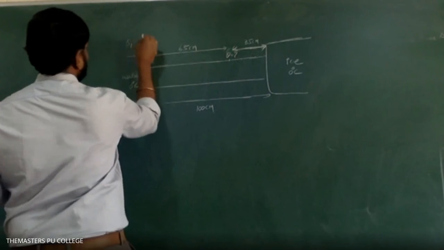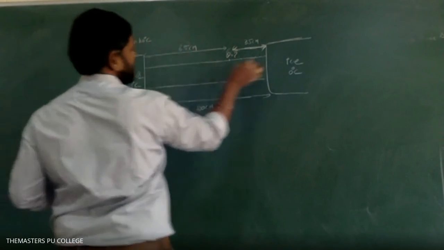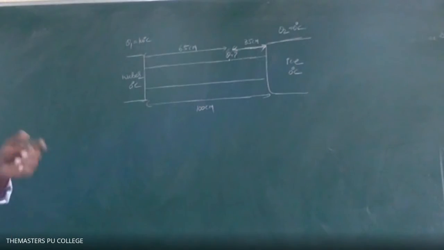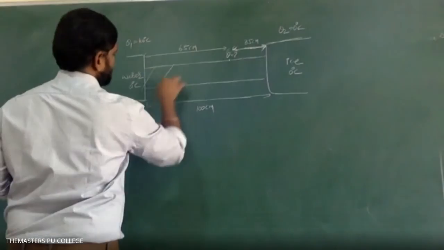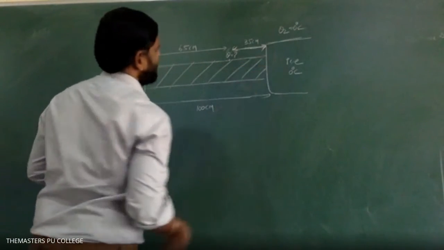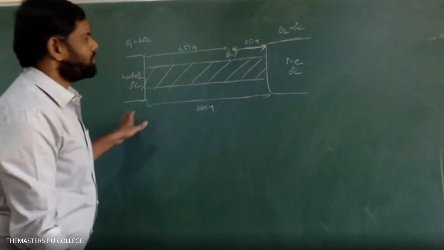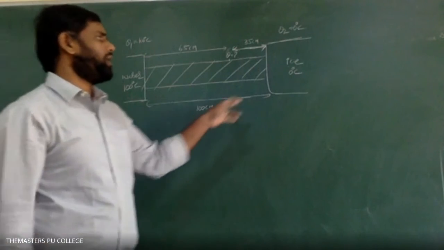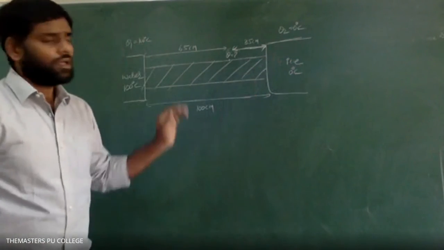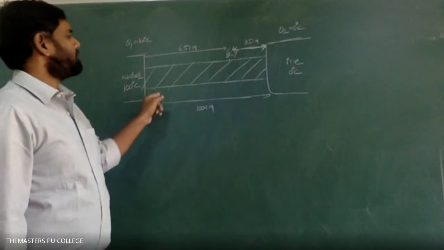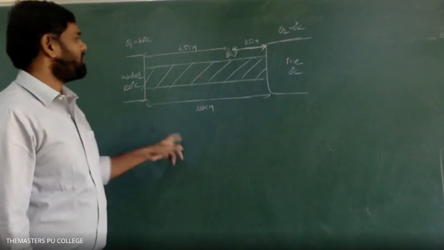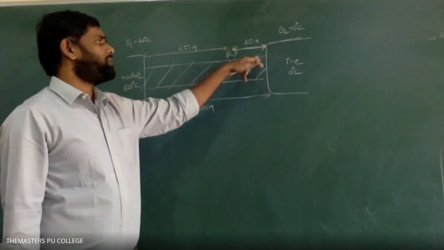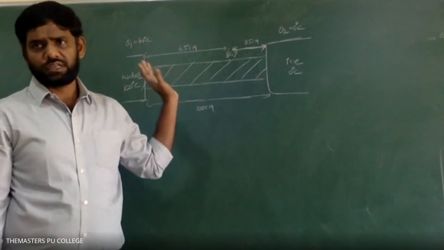So theta 1 is equal to 100 degrees centigrade, and theta 2 is equal to 0 degrees centigrade. This is the question, about the copper rod. A copper rod is fixed between water at 100 degrees centigrade and ice at 0 degrees centigrade. Heat is flowing steadily. The length of the copper rod is 100 centimeter. Then they are asking what is the temperature of this point, which is at 35 centimeter from this end.